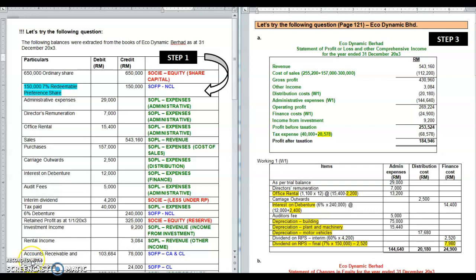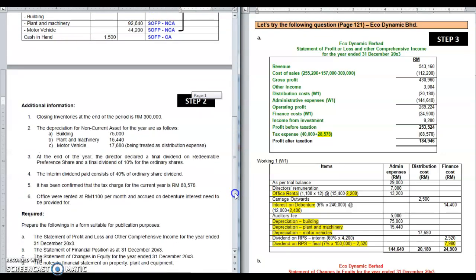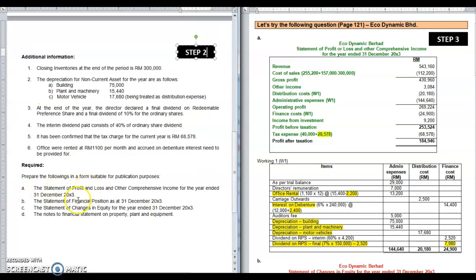Last class, we learned on the illustration for Laut Damai Berhad as a sample for our discussion. So today, we are going to continue on the next question, that is Eco-Dynamic Berhad. As usual, this question will ask you to prepare the complete set of financial statements which comprise the following: the SOPL, SOFPI, SOCI, and notes.